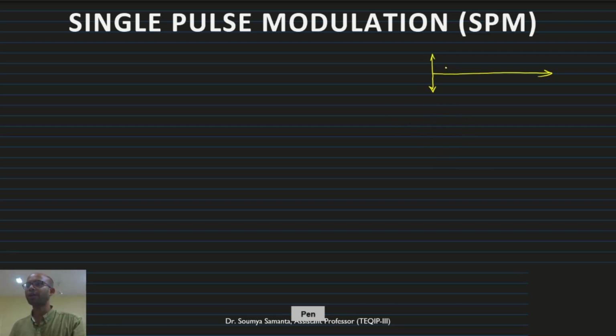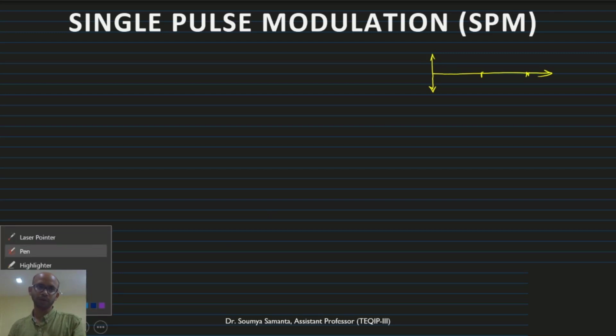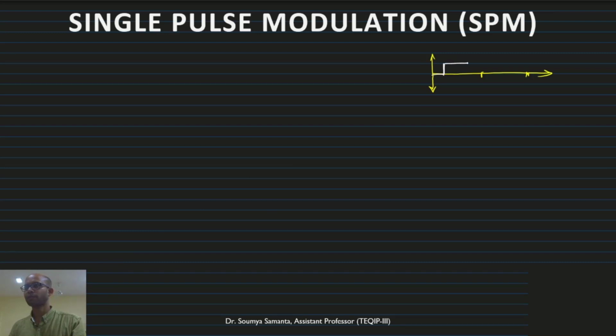In that case what will happen? Let's see. Suppose this is pi, this is 2 pi. First segregate this part. Now if I draw it here, suppose this is the width of the pulse. This is pi, this is 2 pi. Obviously this will be pi by 2, and this is 3 pi by 2.